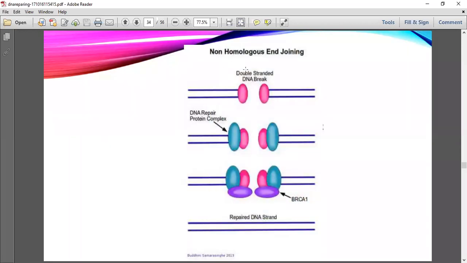Then in non-homologous end joining, when a double-strand DNA break happens, a DNA repair protein complex is attached there. It generally binds the two ends of that broken DNA. Okay, that's what is happening inside this DNA repair mechanism.